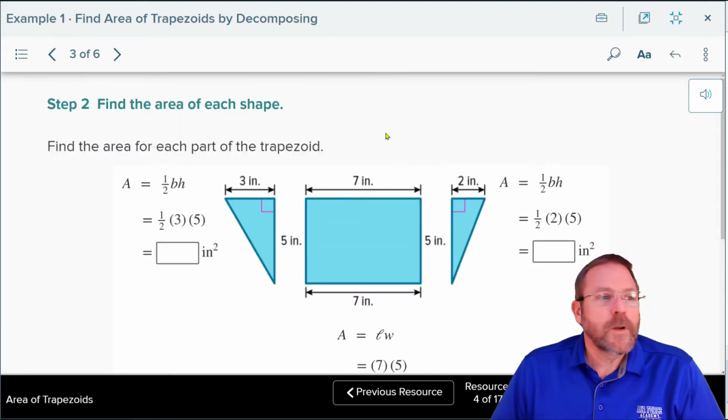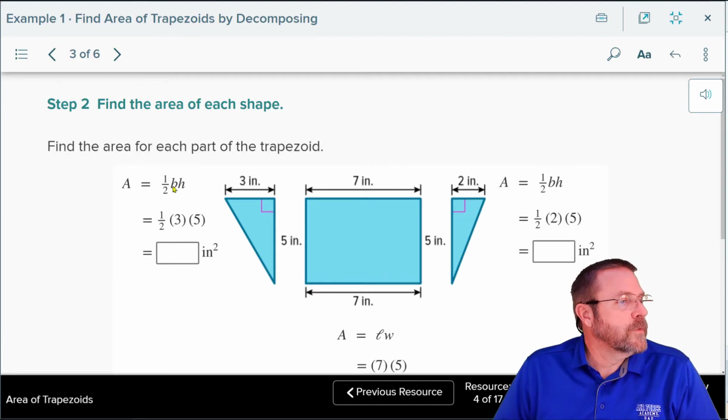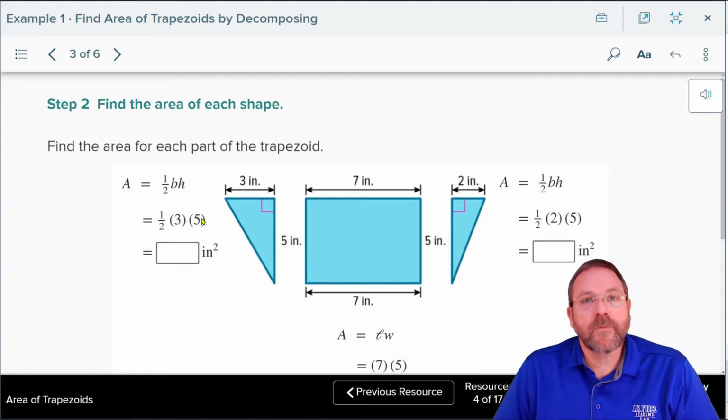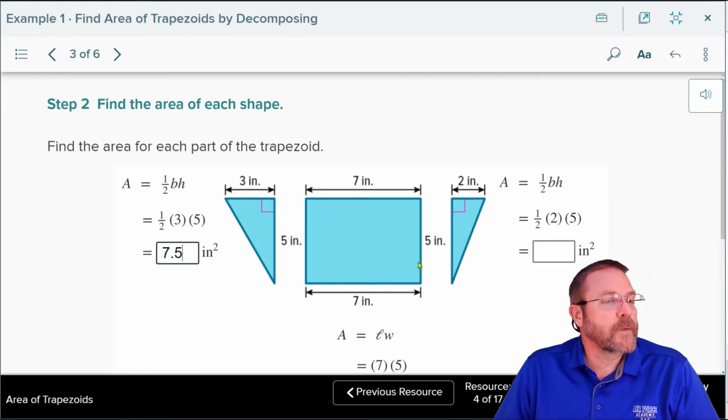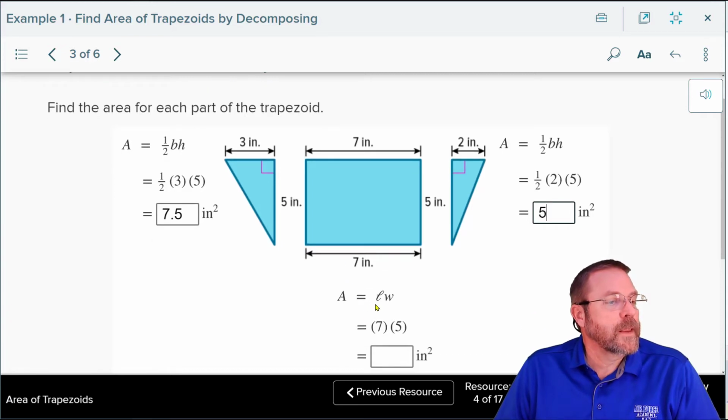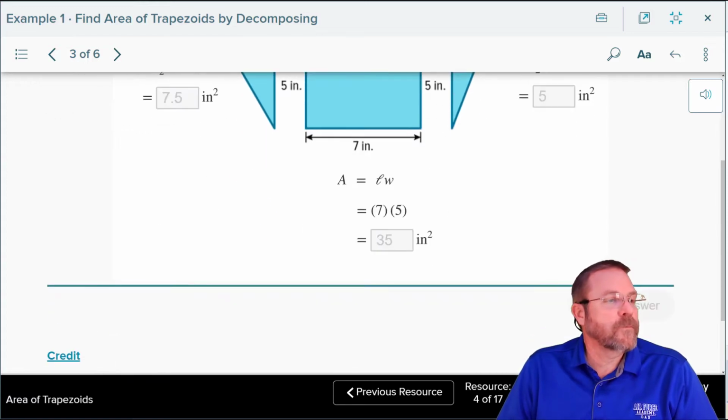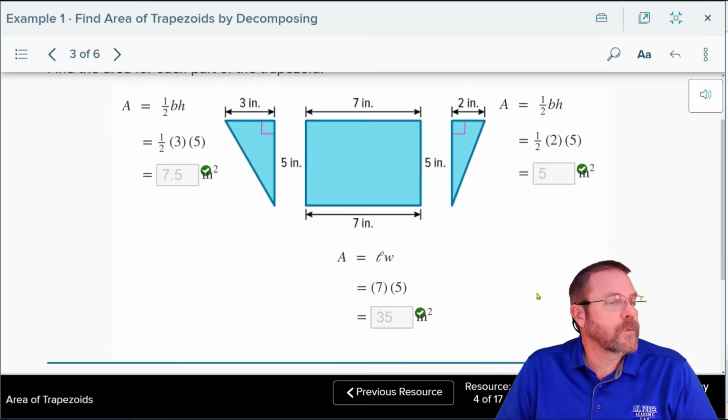Now they've made some pretty big leaps in finding the area of these different things, so we're going to take on the triangle on the left. 3 times 5 is 15, and half of 15 is 7.5 inches. The triangle on the right, 2 times 5 is 10, and half of 10 is 5 inches. And for the area of the rectangle, 7 times 5 ends up being 35. Check those. All 3 of them check.